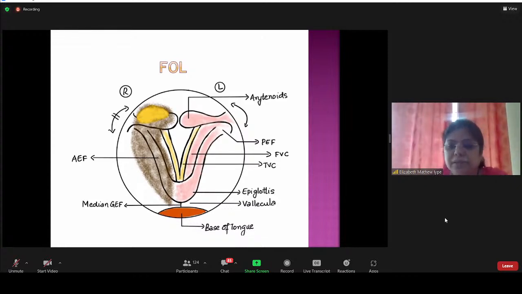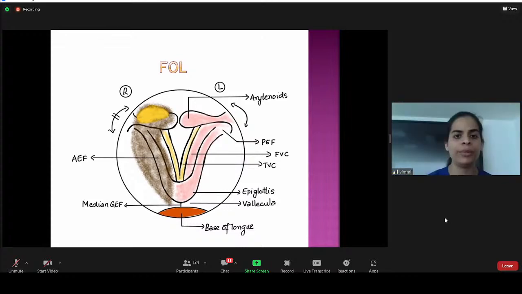Okay, go ahead. So this is the same diagram presentation of the fiber optic laryngoscopy. Just that medially, the retroarytenoid area seems also to be edematous in the disease. Rest, as we have seen in the fiber optic. We can change the slide.